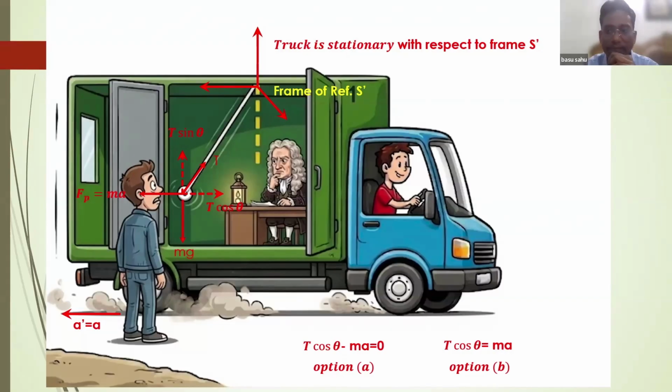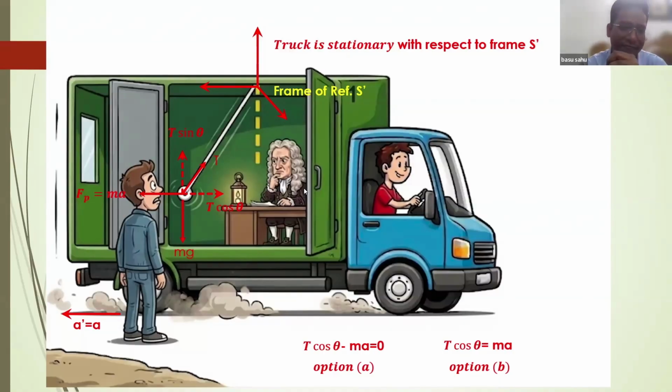Okay. Mamta ma'am said option A. Ma'am, please, why have you chosen option A? Actually, in the S dash frame, there appears no acceleration for the Newton sitting inside the truck. So I think we can't take the second equation. We can take the first, where MA is the pseudo force there. I'm not sure if it is correct or not. Okay, let me explain, ma'am. Just a minute.